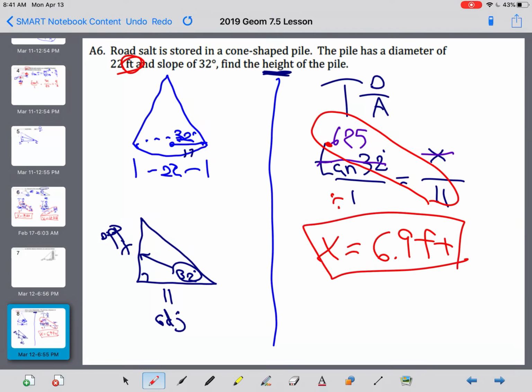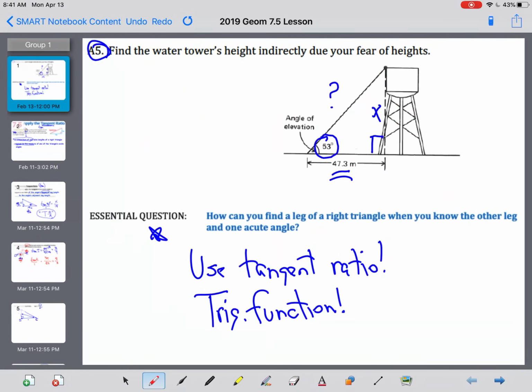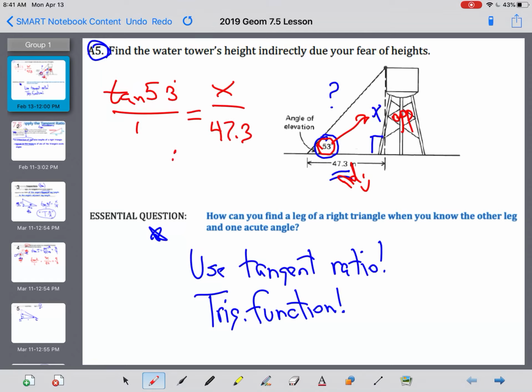Now, one last thing is, let's go back to that first problem that we had here, A5. We had this situation. So here I've got my angle, I've got my opposite, and I've got this as my adjacent. So I can say the tangent of 53 degrees over 1 equals x over 47.3. And we would finish that out just like we finished out the previous ones. So this is our lesson on 7.5.